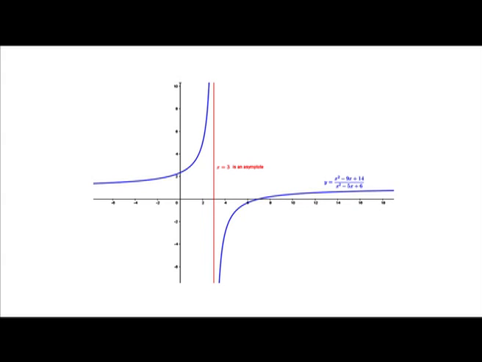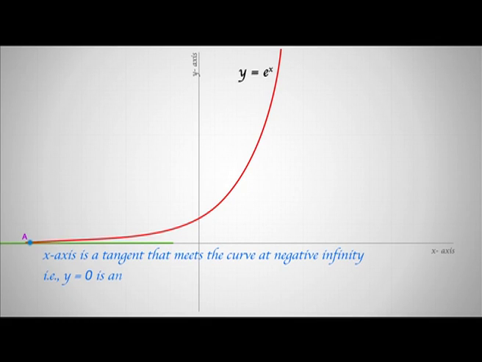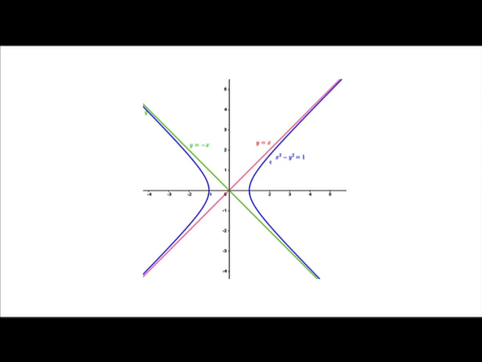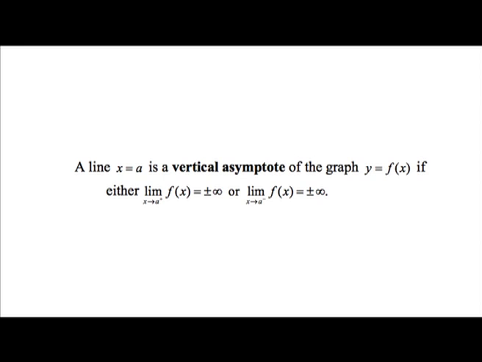We classify them into three classes. First one, vertical asymptotes, second one, horizontal asymptotes, and third one, oblique asymptotes or slant asymptotes. Vertical asymptotes. A line x equal to a is a vertical asymptote of the graph y equal to f of x if either limit x goes to a plus f of x is equal to plus or minus infinity, or limit x goes to a minus f of x is equal to plus or minus infinity.